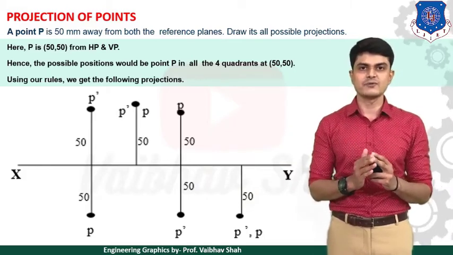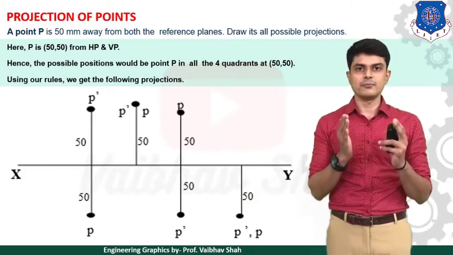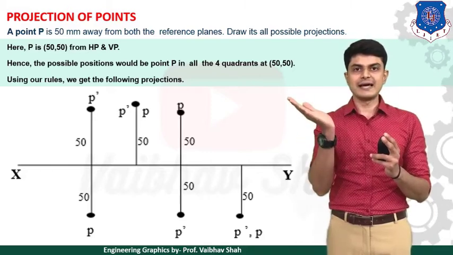Now let us see what happens for the second quadrant. The point P is above the XY line.